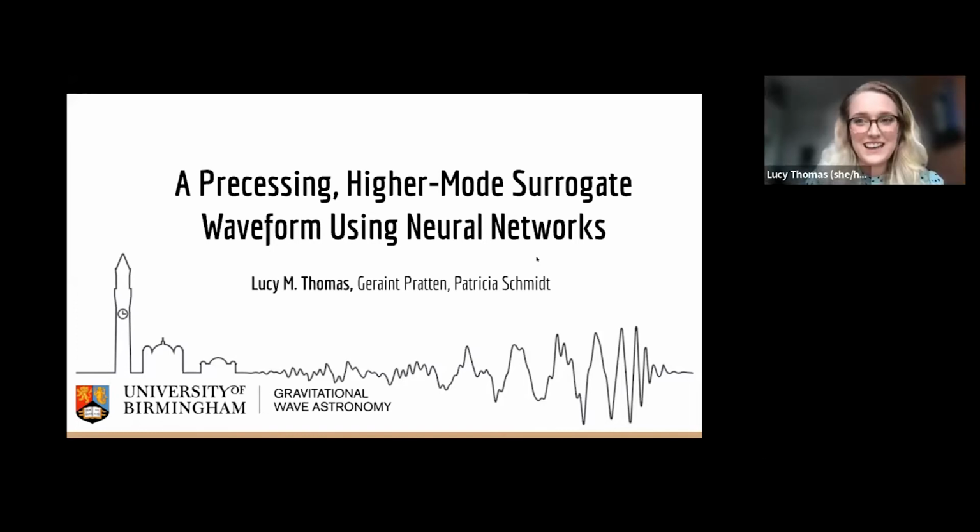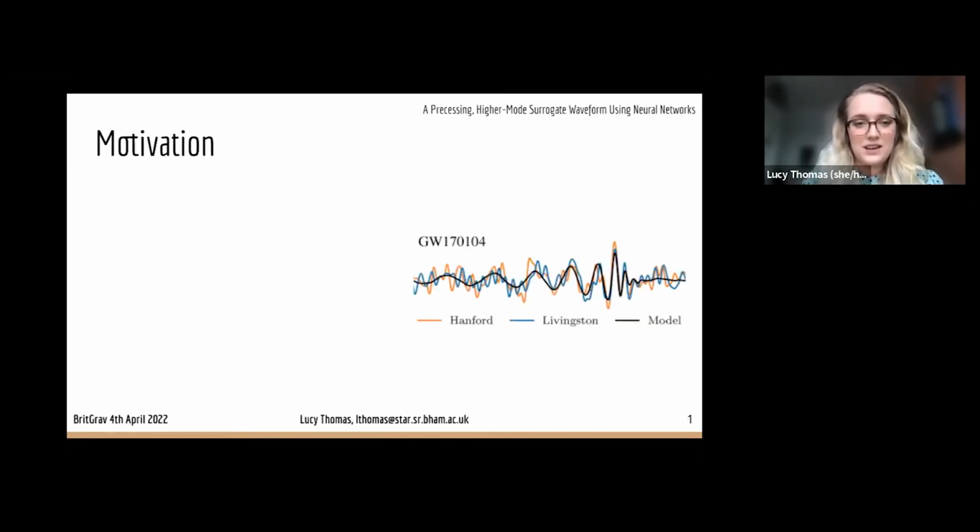So hi everyone, my name's Lucy, and today I'll be talking about a piece of work currently being done by myself, Geraint Pratton and Patricia Schmidt at the University of Birmingham to build a Precessing higher mode surrogate waveform model which uses neural networks. So I'll provide some motivation behind this work first of all.